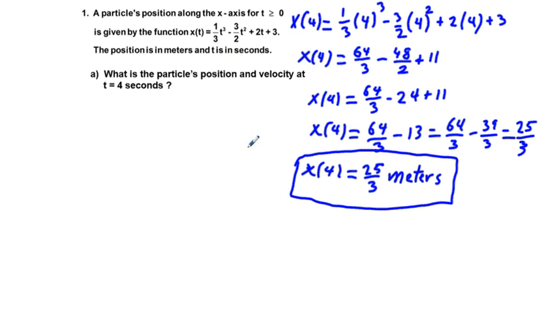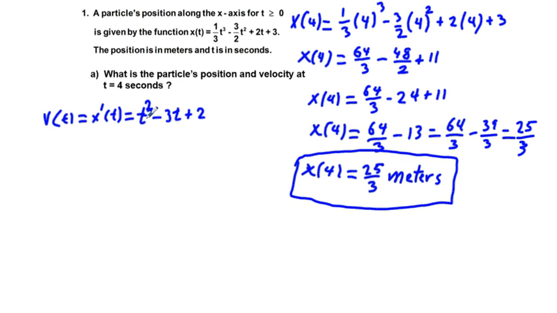Next we go to velocity. Our velocity is found by taking the first derivative. So velocity, v of t, is equal to x prime of t. For that, we have t to the third, so we take 3 times 1/3 and get t squared. And then for t squared, the 2 times 1/2 cancel, so we have minus 3t, and then plus 2.